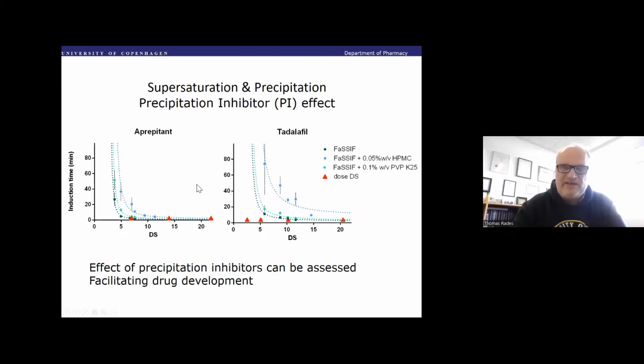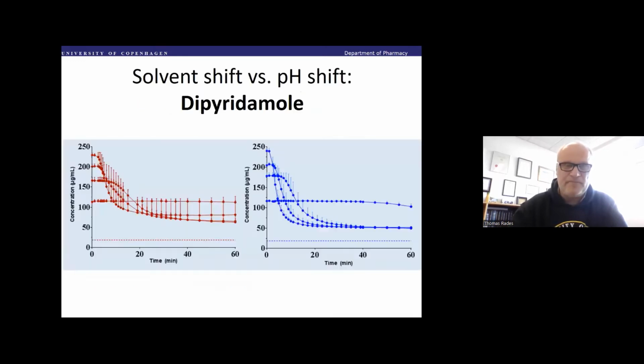And then we see that if we do this, our curves shift to the right, and we can estimate the effect that an added precipitation inhibitor will have on maintaining supersaturation for a given drug. So that's all super fine and dandy, but then of course we ask ourselves the question: is a drug added in DMSO even resembling what happens with an amorphous form, or what happens in vivo?